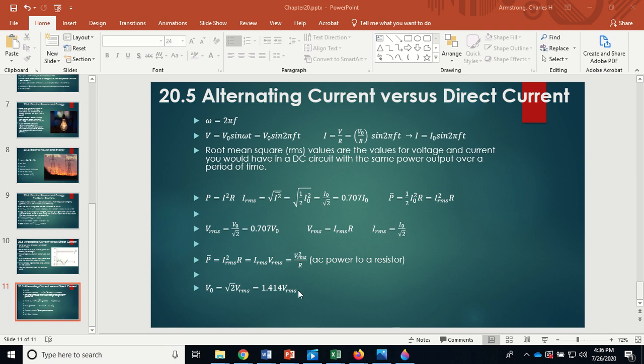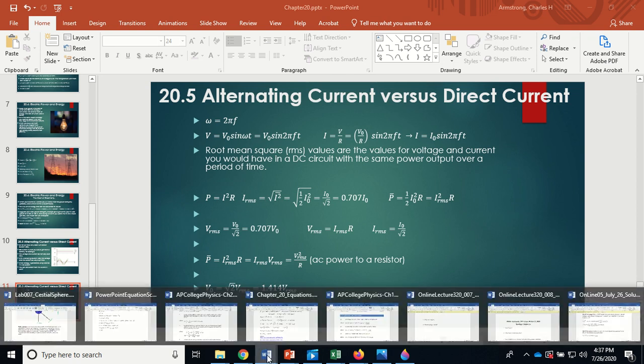Okay, and then I got the V0 again. If you want to go the other way, we just solve for V0. So if you know what the VRMS is, you would just multiply it by the square root of 2, and that would give you the maximum voltage in an AC circuit. And that's it.